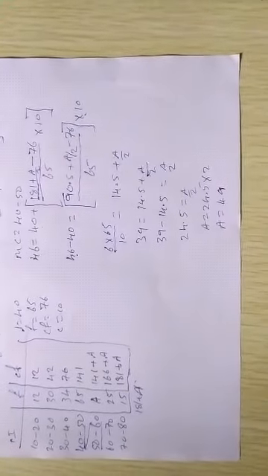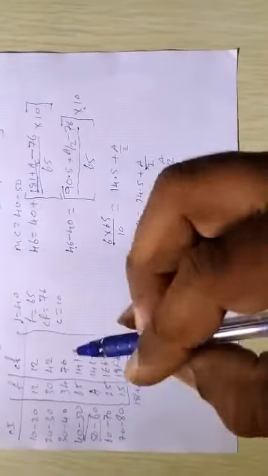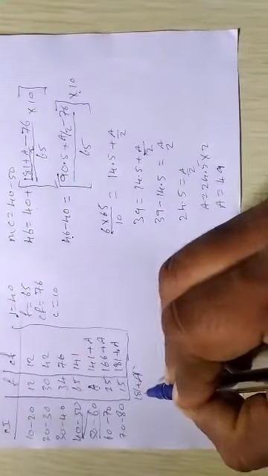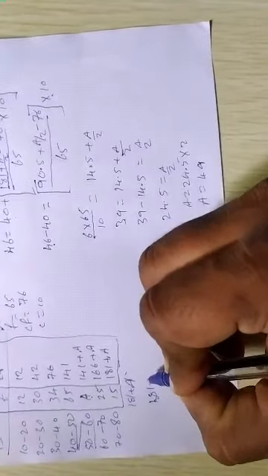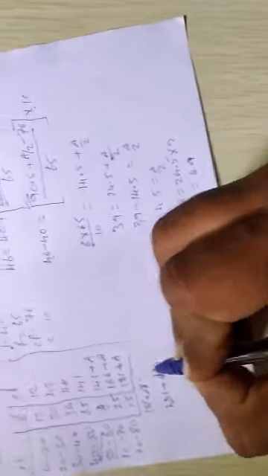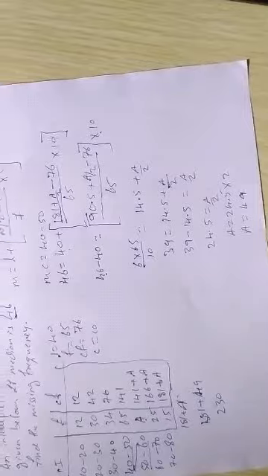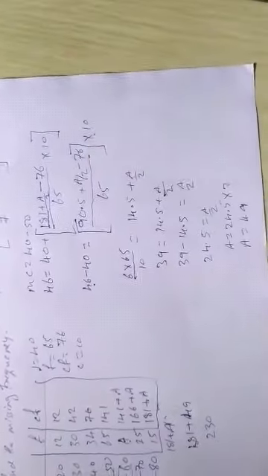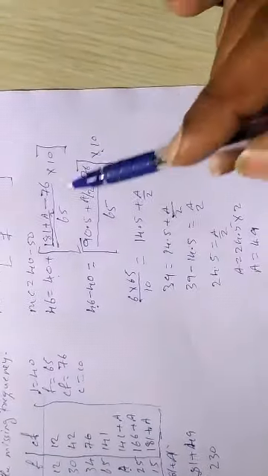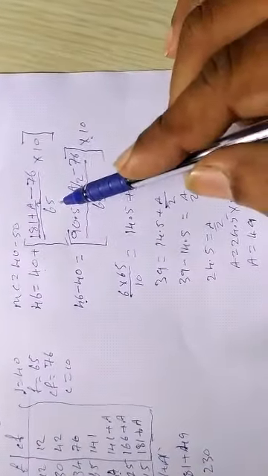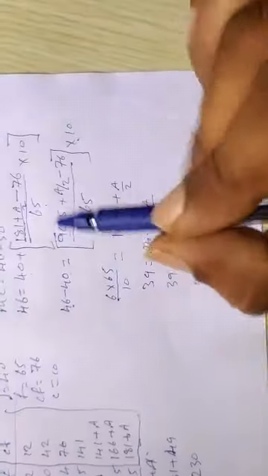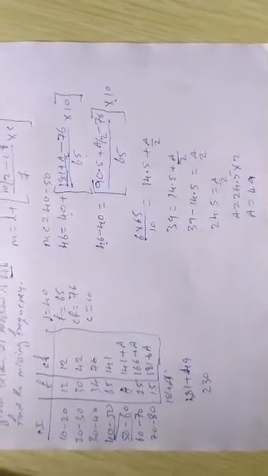Now cross check. Put 49 in place of A. So 181 plus A, that is 181 plus 49, is equal to 230. So 230 is N. N by 2 is 230 divided by 2, which becomes 115. Put 115 here: 115 minus 76, divided by 65, into 10, we get 6. Finally the answer is 40 plus 6 is equal to 46. So our calculation is right.